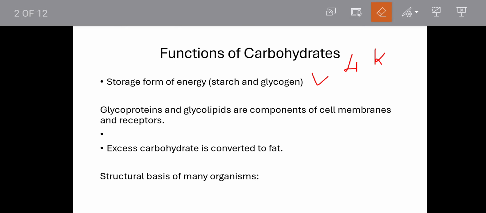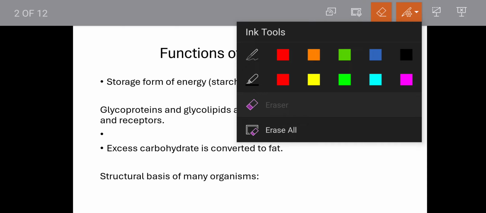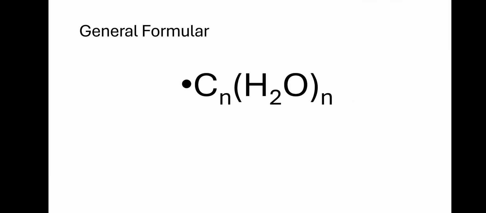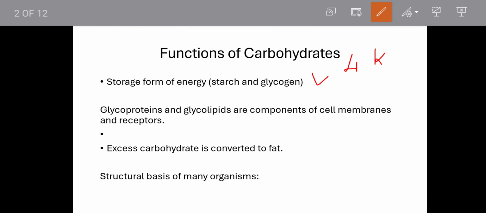We get about 4 kilocalorie per gram. Okay, 4 kilocalorie per gram. So the units are important. So kilocalorie per gram. So that is specifically from carbohydrates.